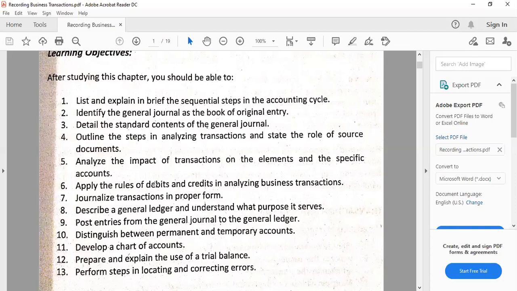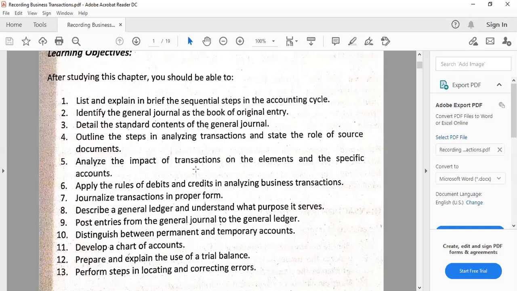Second is to identify the general journal as the book of original entry. Later on, you will see a sample general journal. It is called the book of original entry because this is the very first time that we place entries or items in the books of accounts or accounting records of the business. Then we detail the standard contents of the general journal, what comprises the general journal. Fourth is the steps in analyzing transactions that we have already tackled in the previous chapter, and what the source documents and their roles are.